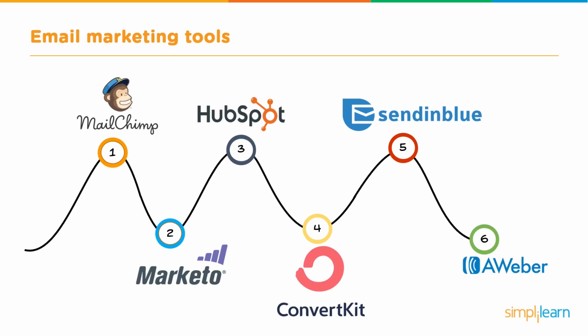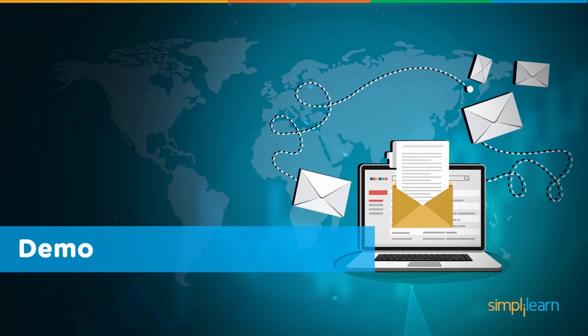Here are some of them, again, Mailchimp, Marketo. Marketo is a marketing automation tool or system, and Marketo is good for sending those automated emails. HubSpot, ConvertKit, Sendinblue, Aweber. These are just some of the many that are out there. Okay, so let's show a demo again of an email marketing campaign.